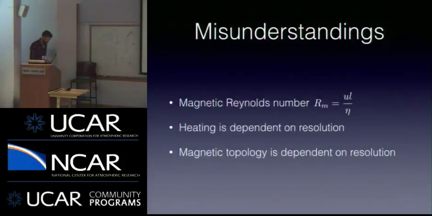So there's also a number of misunderstandings when it comes to numerical codes. I've listed a couple of them here, and these are the most often heard misunderstandings. The first has to do with the magnetic Reynolds number. And the second one is whether we can actually trust them at all if the resolution is not high enough.